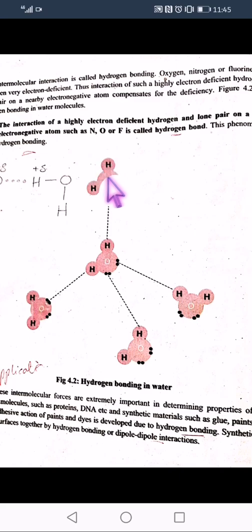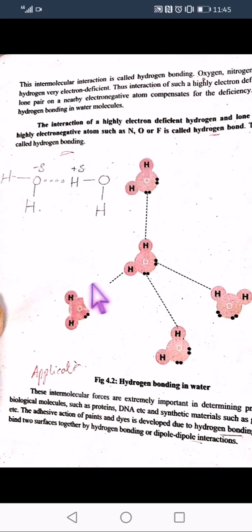Now look at the water molecule, two hydrogens bonded to the two lone pairs of oxygen. Now look at it, every molecule is making a bond with other water molecules, and this type of bonding is called hydrogen bonding. The applications of such bonding are many, and they are important in determining properties of biological molecules such as proteins and DNA. Even the adhesive action of paints and dyes is developed due to this hydrogen bonding.